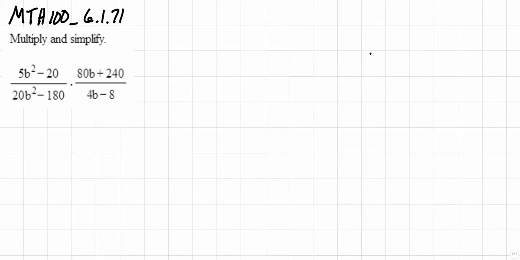Alright, this one is a simple multiply and simplify where we have two rational expressions and we are going to go ahead and multiply them. Since they are rational expressions, that means that they are expressed in the form of a over b. In other words, we have a polynomial expression in the top and we have a polynomial expression in the bottom.